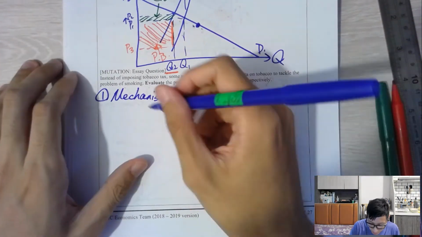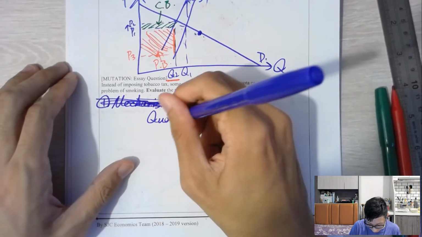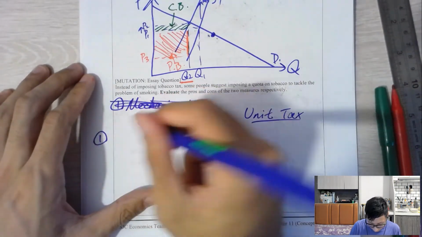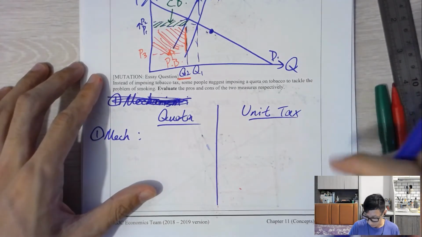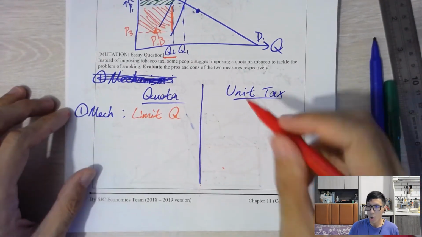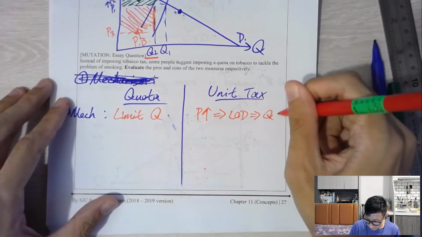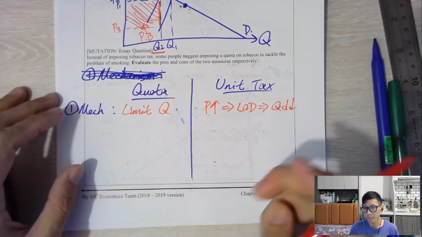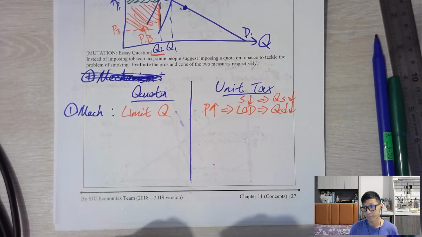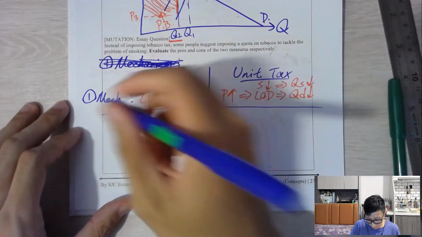Now, on one hand, we have a quota. On another hand, we have a per unit tax. How does it work? The mechanism: quota directly limits the quantity, hitting the quantity directly, while this one pushes up the price, using the law of demand to push down QD or QT. Or just a supply decrease, making sure QS also decreases. Now, do you see the difference? Immediately, it has to do with your objective.